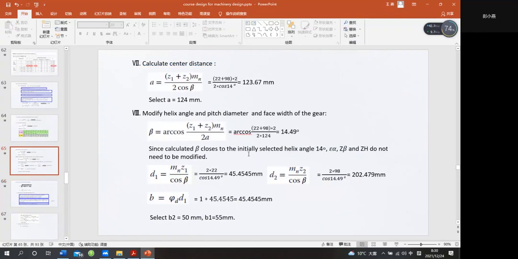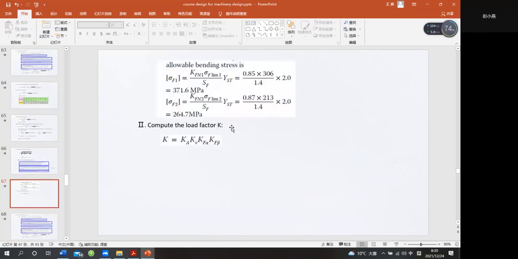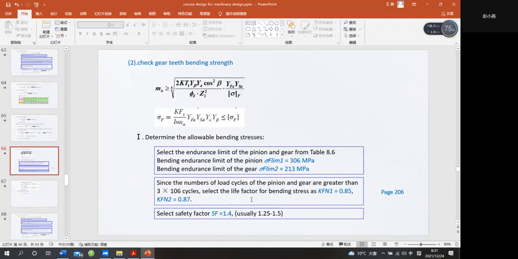And then we do this design using contact stress, and then we use bending stress to check. You can use the two formulas to check, and this means the modulus should be larger than this. This means the calculated bending stress should be less than the allowable bending stress. First we should calculate the allowable bending stress. Usually use this formula, and then we should calculate KFN1, sigma F limit, SF, and YST first. Okay, calculate this first.